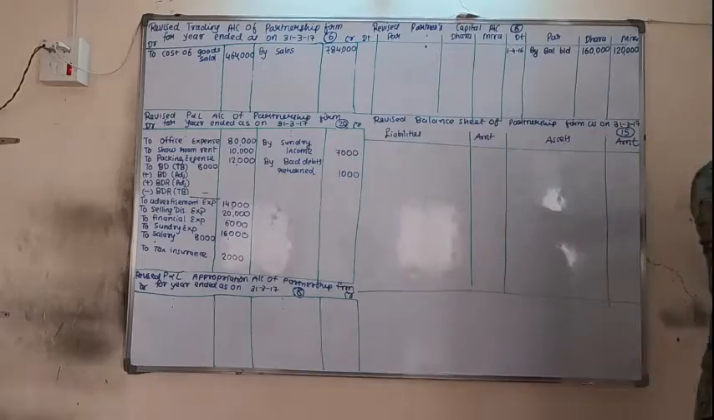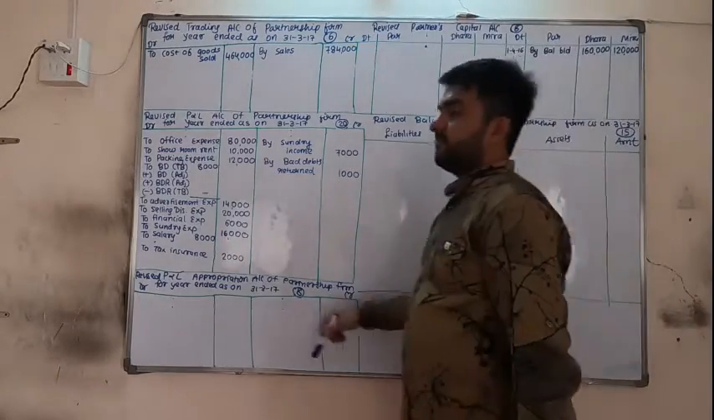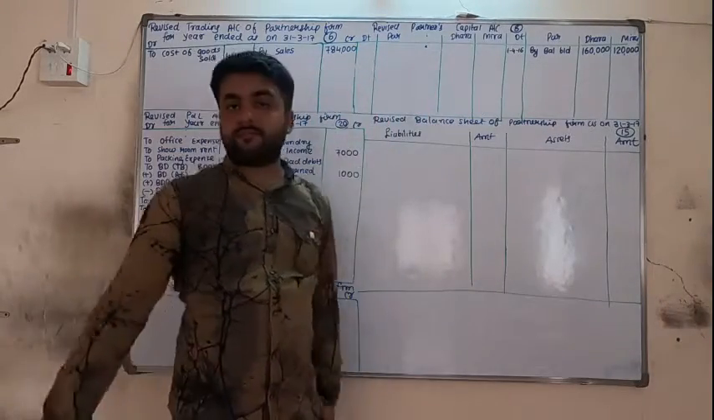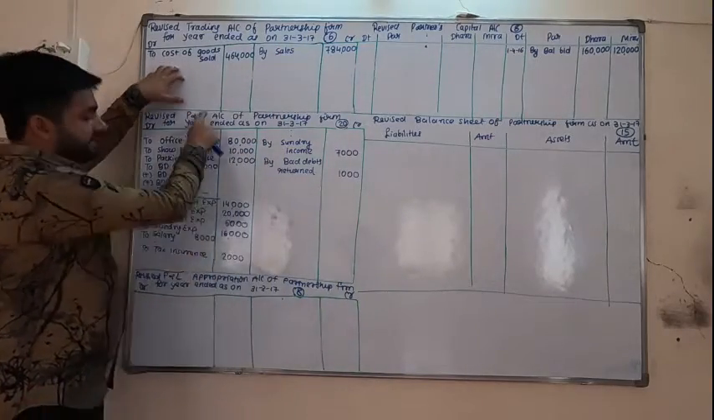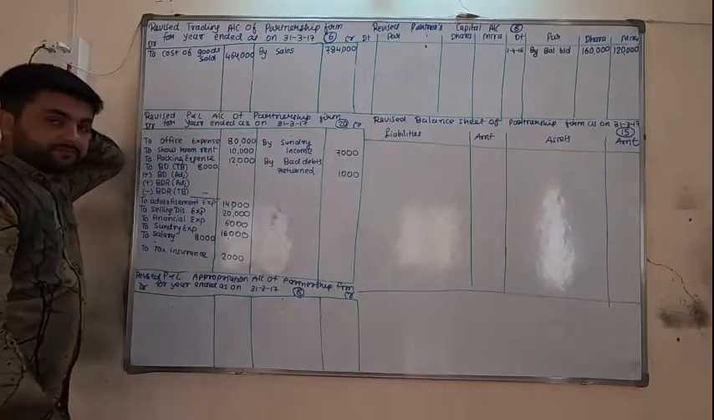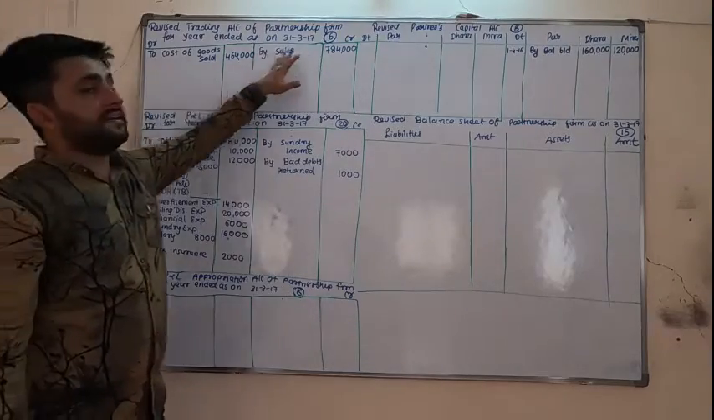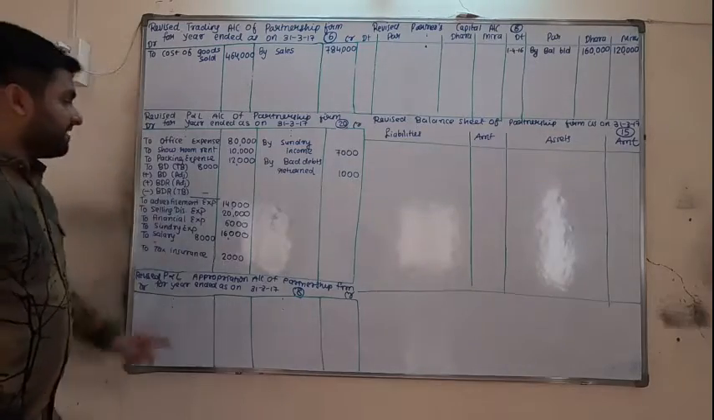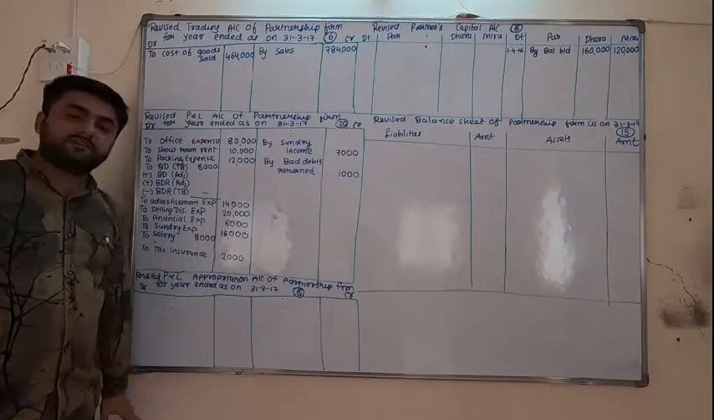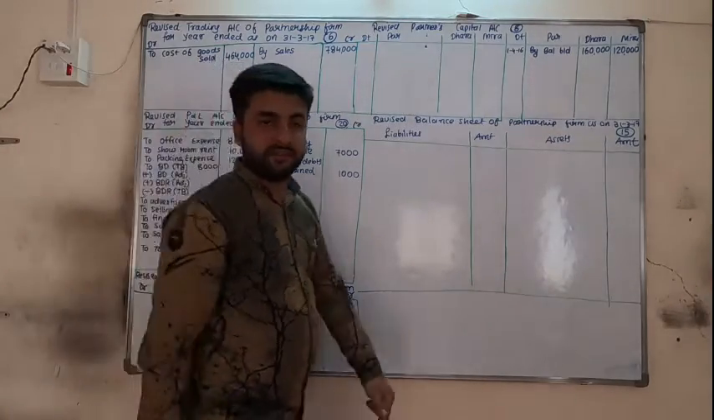So friends, the P&L account is complete. What we have done: first we started with the opening balance. After that, both trading and P&L were given together. These two things are in the trading account, so we have shown them in the trading account. Other things are as they are, and wherever there are adjustments, we have kept space. Otherwise, the thing is very easy.